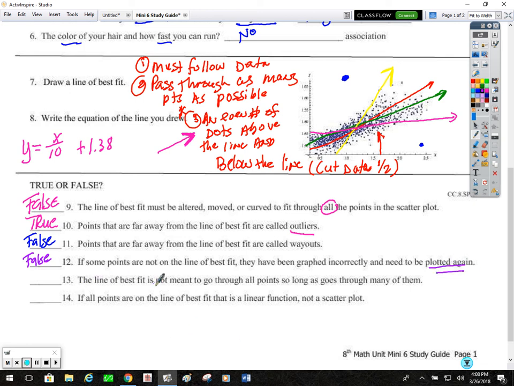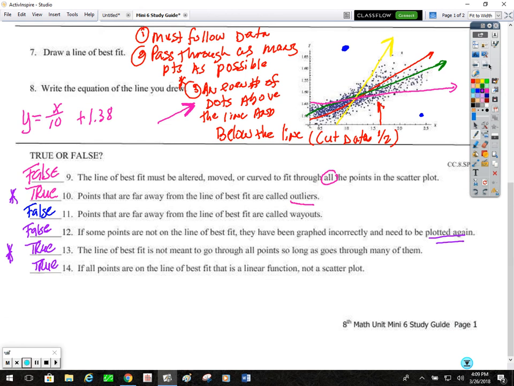Okay. The line of best fit is not meant to go through all points so long as it goes through many of them. That is exactly number 2 above. Okay, that is a big true statement. So you might want to remember those two true statements right there. Make sure you can understand why they are true. Okay, if all points are on the line of best fit, it's a linear function, not a scatter plot. Well, absolutely. What scatter plot means is your data is scattered out. You are comparing something. But if they are on that line, that is a linear function, so that one is true. All right. Okay, let's go to the next one.